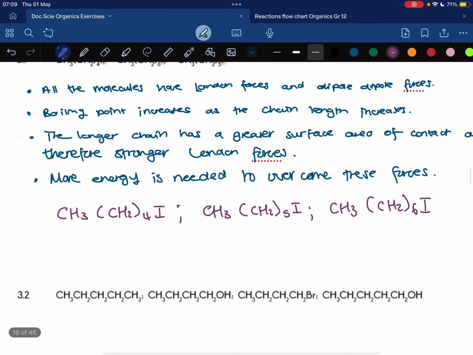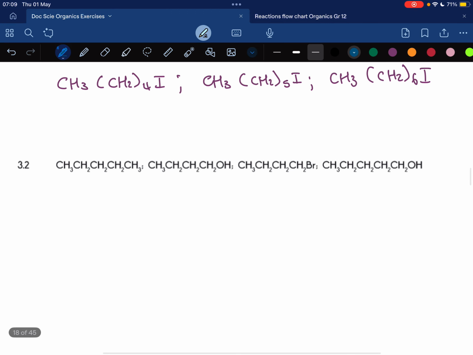Okay, so the next one, we notice that the functional groups are changing, right? We can see that the first one here is going to be an alkane. The second one I can see is an alcohol. Then I have a haloalkane. And then the last one I can see is also going to be an alcohol.